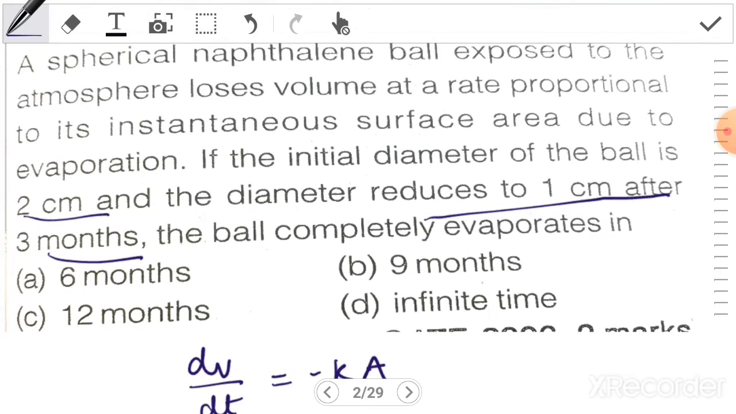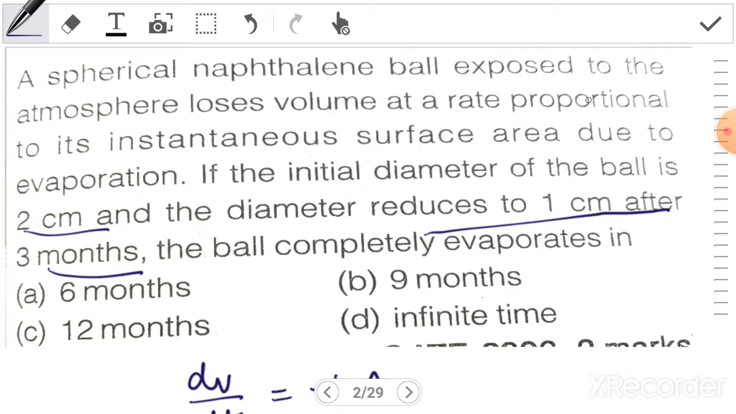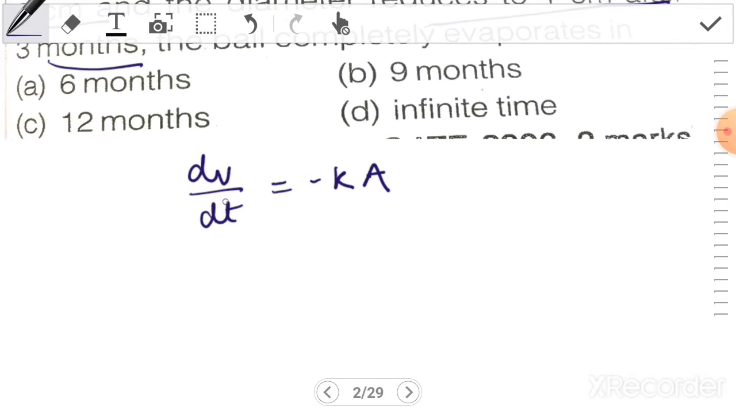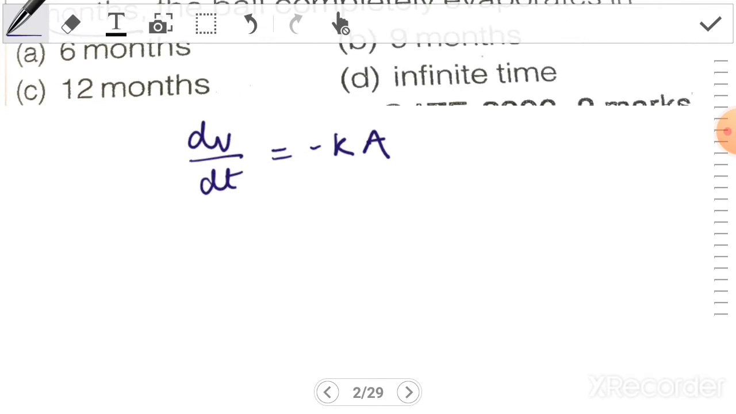So say dv by dt is equal to minus k times A, where V is the volume and A is the area, right? Because the rate of decay of volume is proportional to its surface area. That is why we took dv by dt is equal to minus k times A, where V is equal to 4 by 3 pi r cube and A is equal to 4 pi r square.